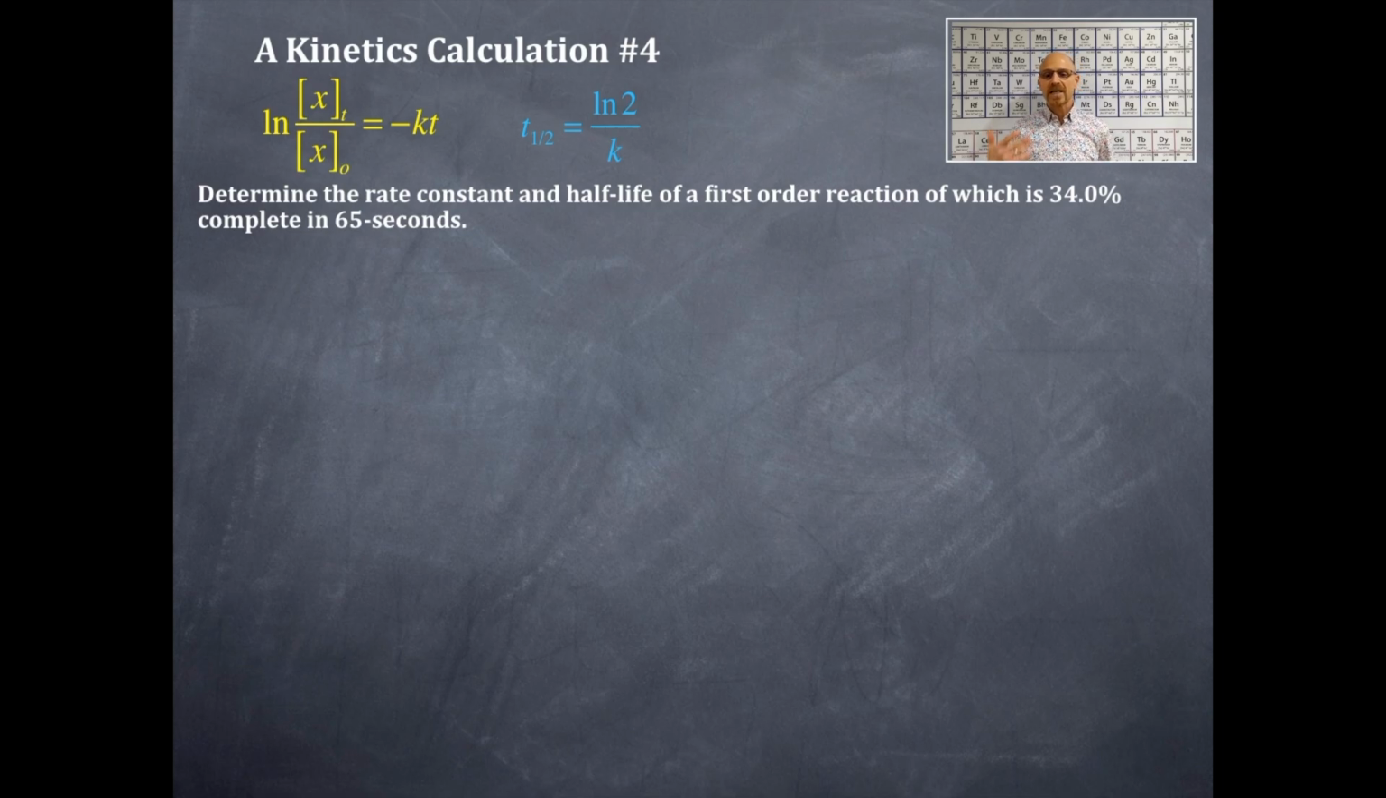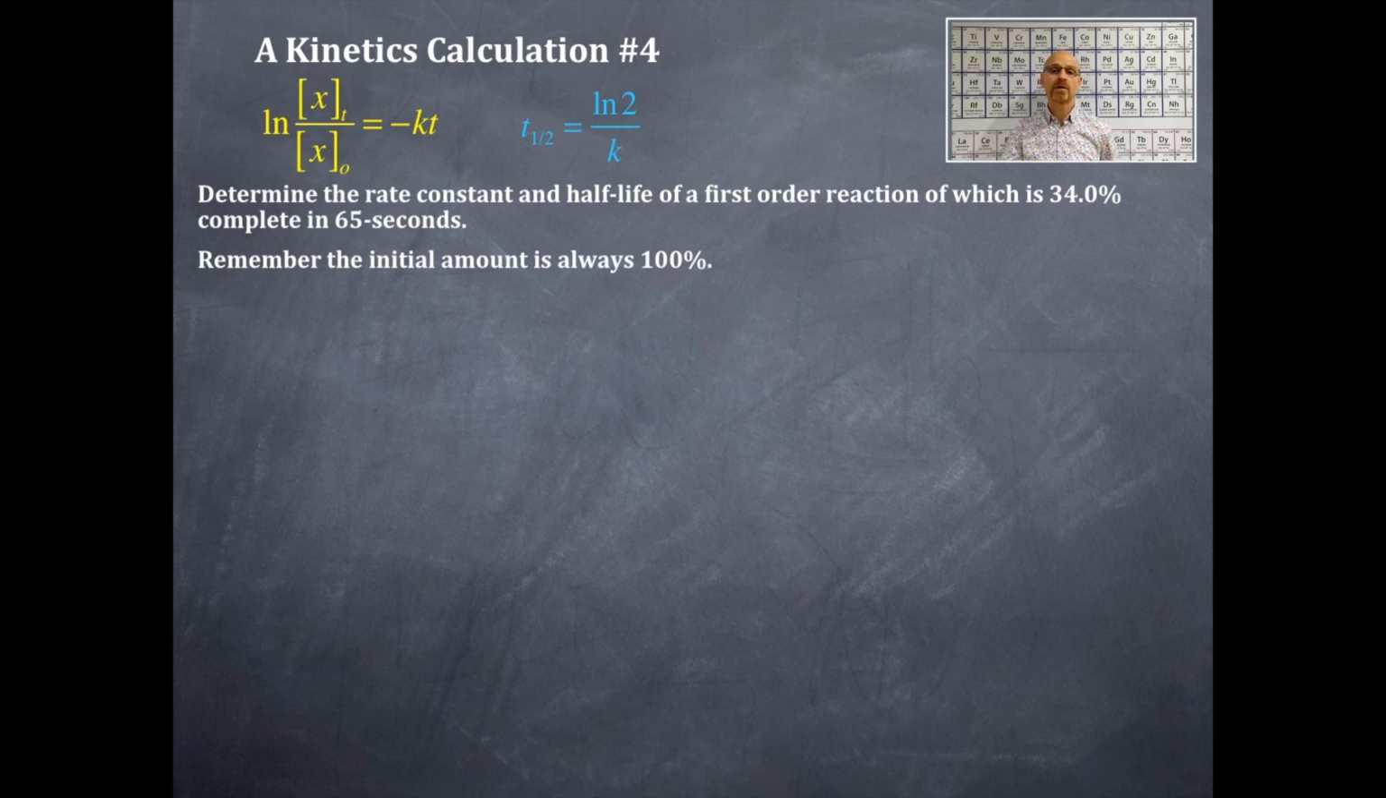Okay? So, it is 34% complete in 65 seconds. So, how much do you start off with originally? You always start off with originally, in terms of a percentage, 100%. So you're going to start with that and then think about 34% complete. What that means is that you have 34% of it done already, and you start off with 100%.